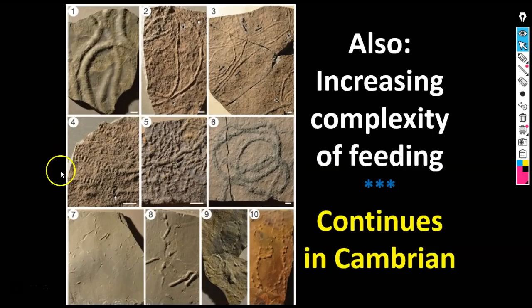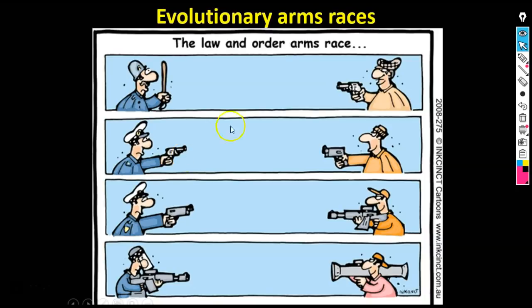And eventually, the same thing with the feeding. The feeding behaviors get more complicated as we start to interact with the ground and start to take what's there in more complicated ways. And this is continuing all the way through the Cambrian. It just gets more and more complicated. This is another big idea I want you to think about, this idea of an evolutionary arms race.